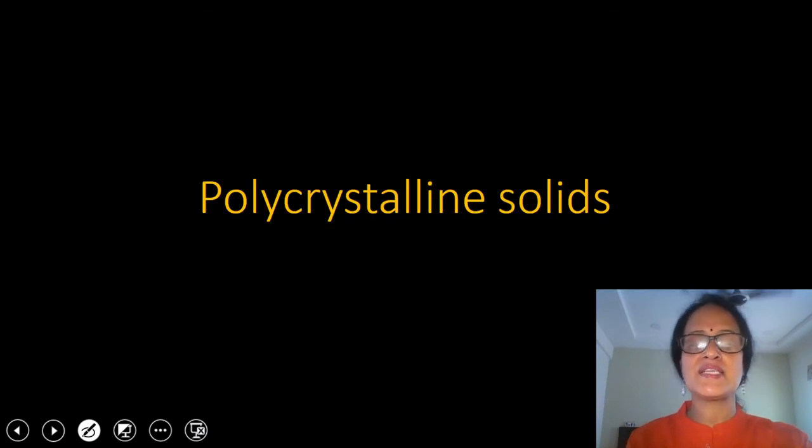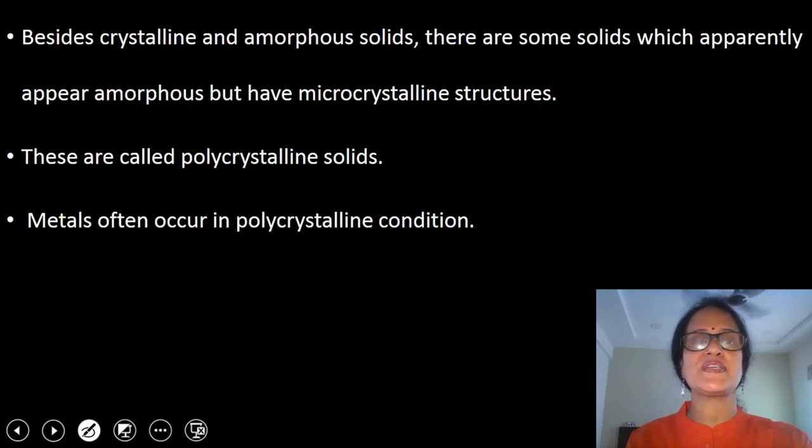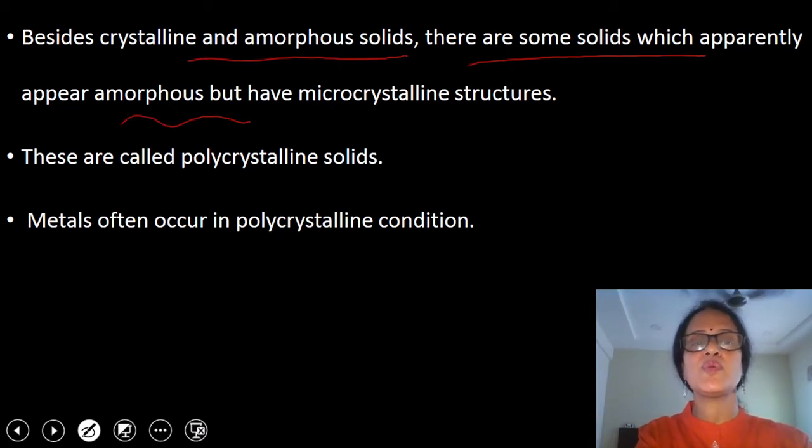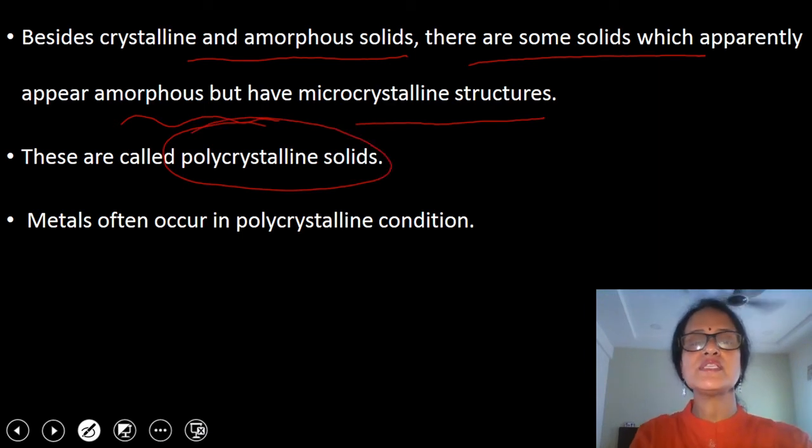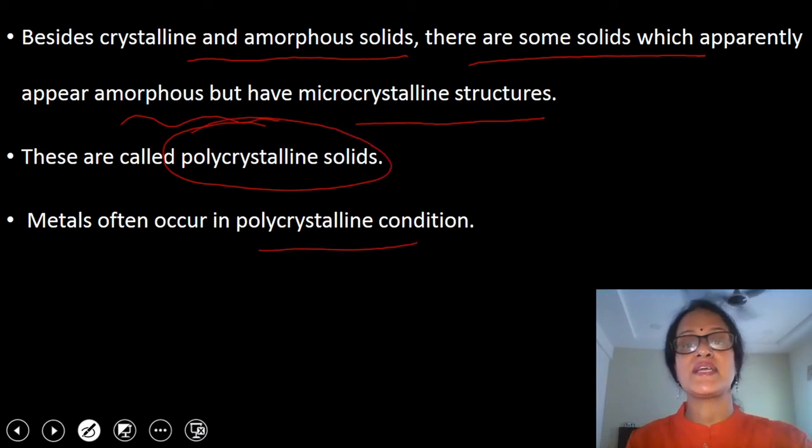Now we will learn about polycrystalline solids. Besides crystalline and amorphous solids, there are some solids which apparently appear amorphous, but they have microcrystalline structure. These are called polycrystalline solids. Metals often occur in polycrystalline condition.